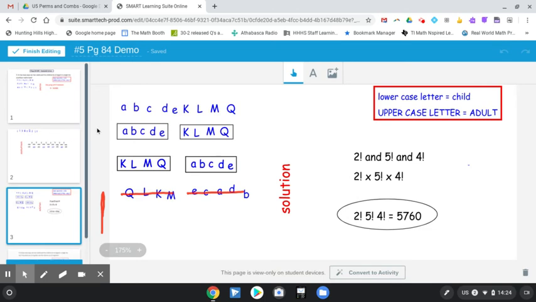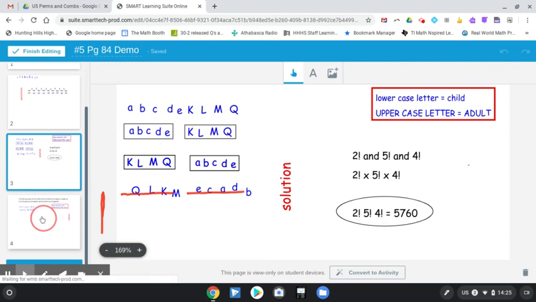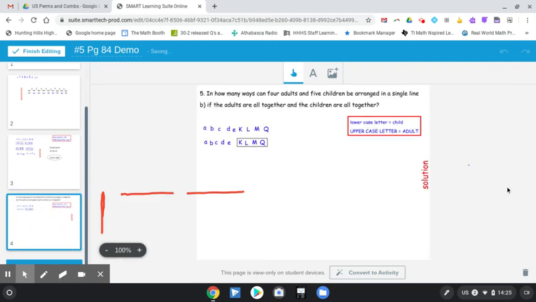Okay, and we've got one more example here. Let's take a look at, oh, for some reason I said this is still B. This is actually going to be C. If the adults are all together and, oh man, my bad. Let me fix up this question here.